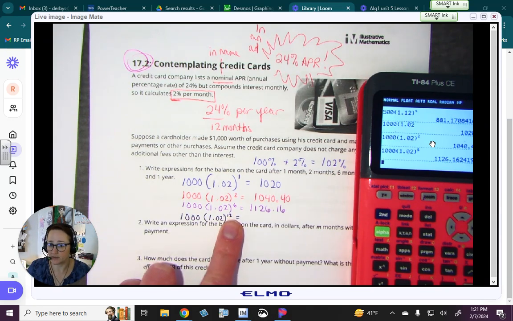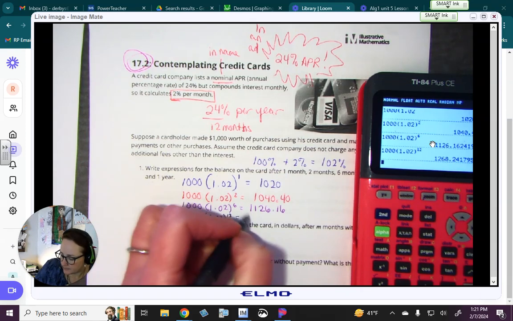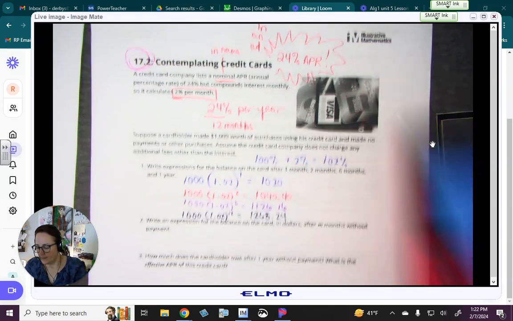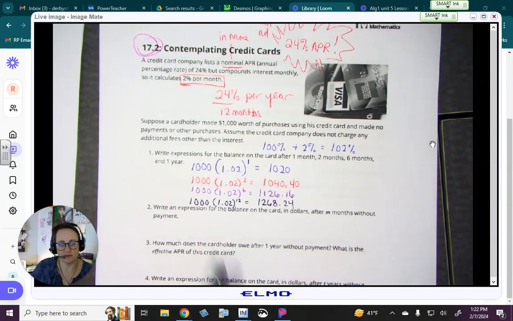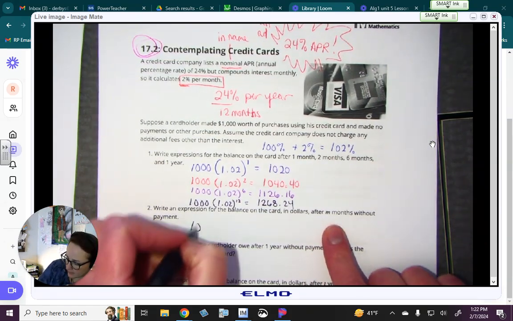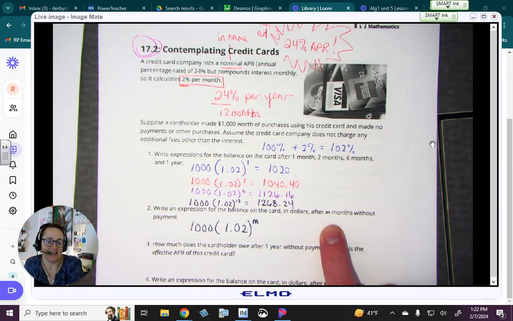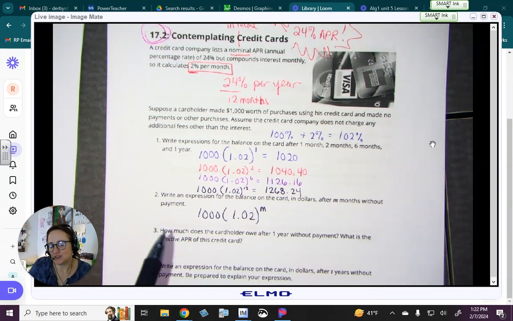Okay, keep it in 12 because we're talking about how many months we're working with here. 1,000 times 1.02 to the 12th power. And we could do that same kind of thing for any M months without a payment. $1,000, 1.02, raising it up to any number of months. Okay. Now, question 3 is where we get the tricky part, where they're really starting to get us here.